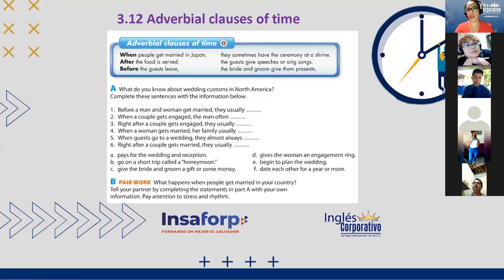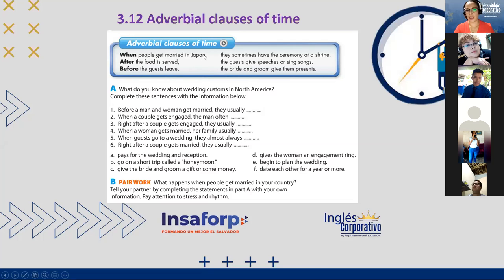Yo puedo decir, they sometimes have the ceremony at a shrine. The guests give speeches or sing songs. The bride and groom give them presents. Todas ellas tienen sentido ellas solas. Estas de acá, por esto se llaman independientes. Pero las primeras no. Entonces por eso se llaman dependientes. Y se separan por una coma.